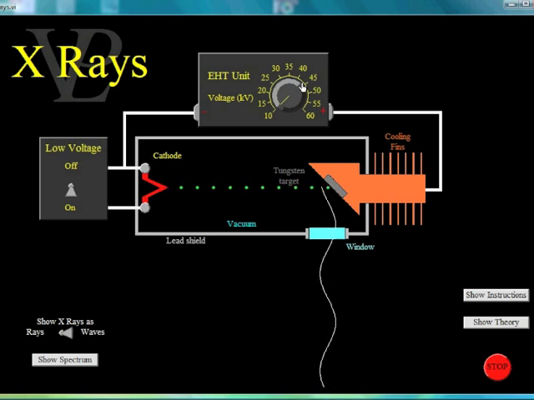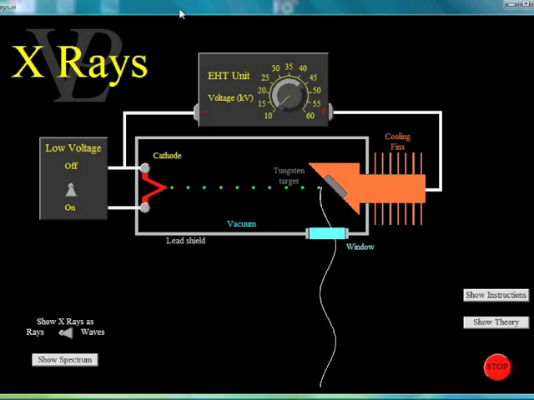Now, we've already asked the students, if you look at the instruction sheet, you'll see that we've asked them to make sure that the voltage here is at 10. And what we ask them to do is to slowly but surely change the voltage from 10 around to 60. And of course, what we're trying to do here is get them to realize that the wavelength of the X-rays produced, as this voltage increases, the wavelength decreases.